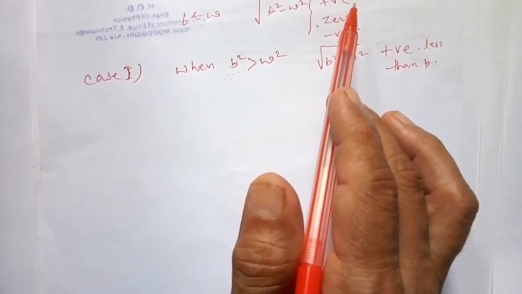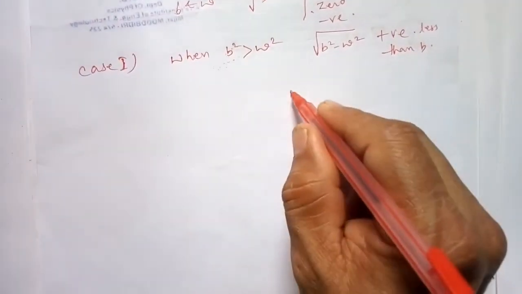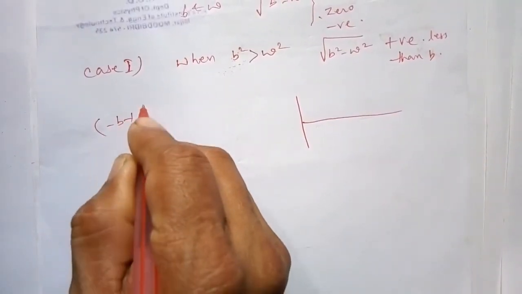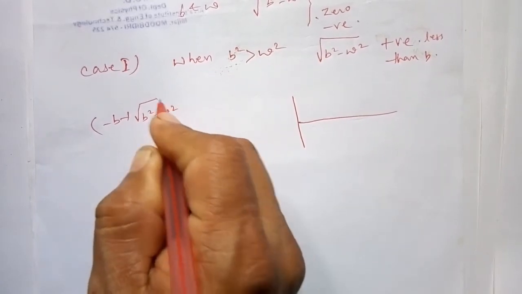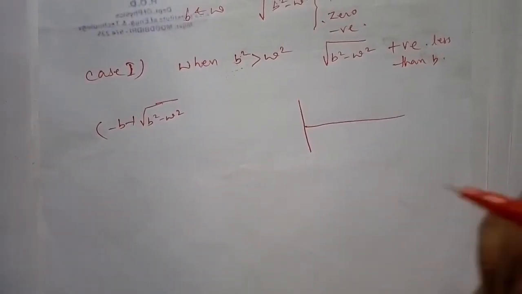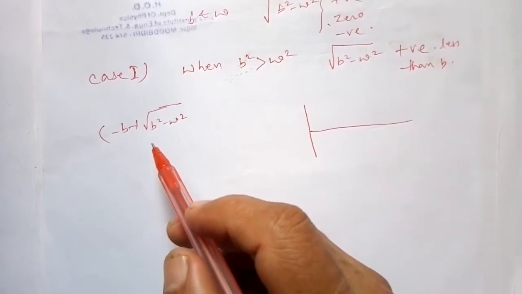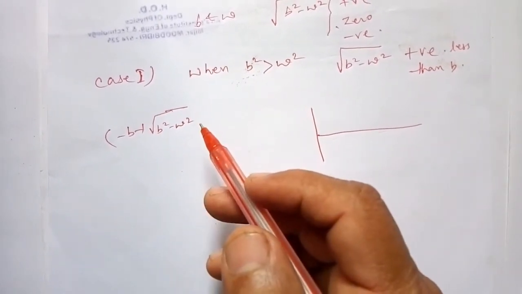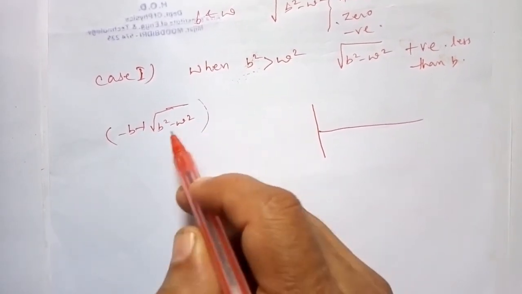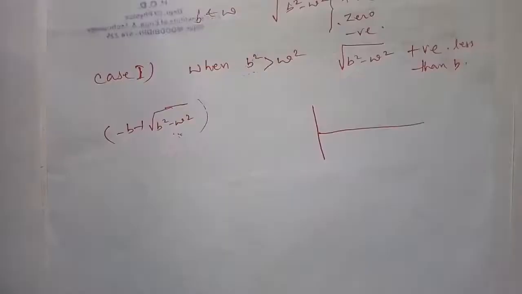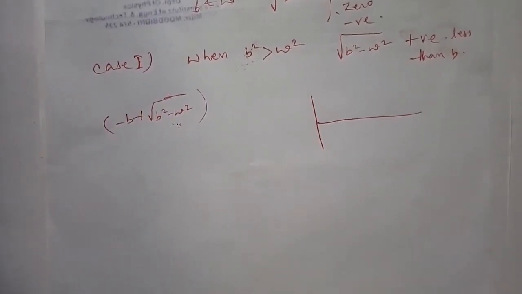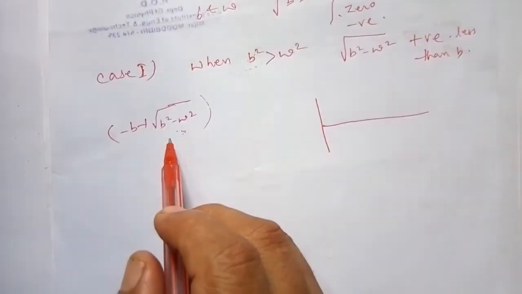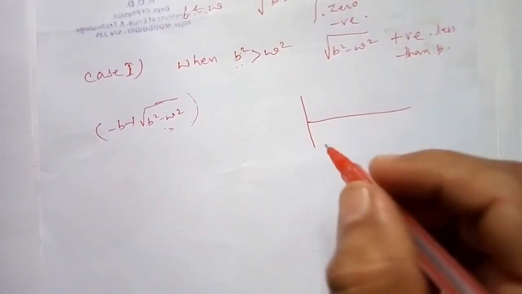The rate of decrease of the displacement is governed by the term minus b plus root of b square minus omega square. The other term, minus b minus root of b square minus omega square, reduces to 0 quickly relative to this. Compared to this, the other term reduces to 0 quickly. So this will govern how exactly it goes to 0.